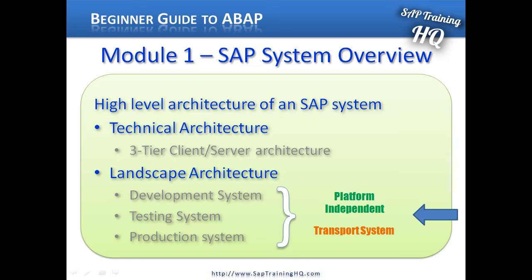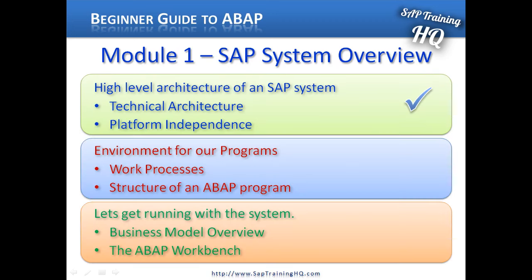But one thing that is common is that each system that you do have in your landscape architecture will have its own application server and its own database server. This then ensures we have platform independence. Now let's move on and have a look at the environment our programs run in. We're going to discuss the work processes and then we'll move on to the structure of an ABAP program.